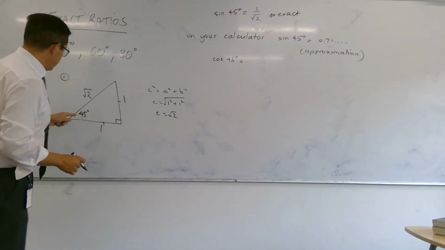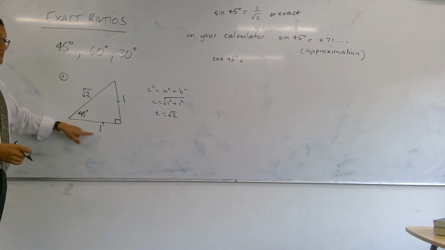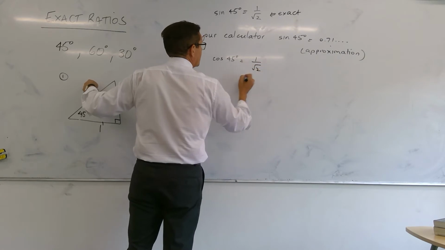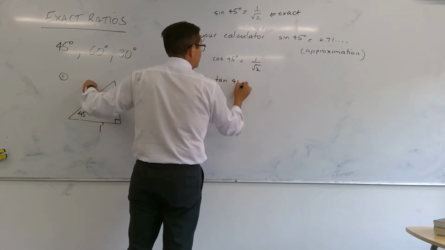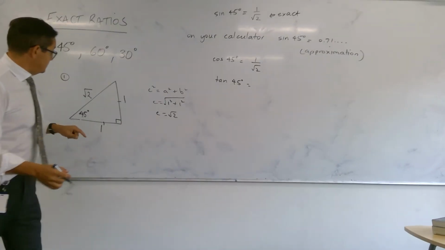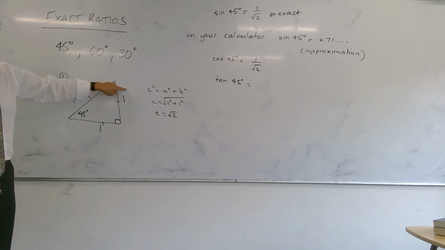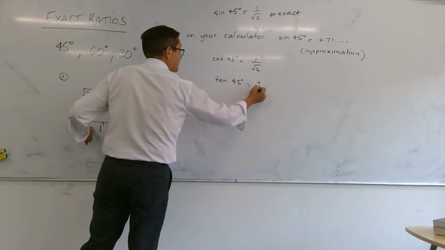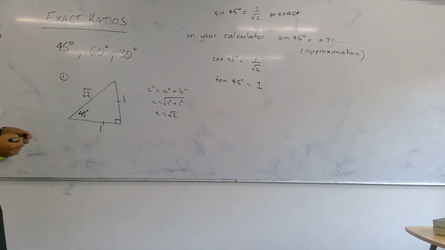Cos 45 is adjacent over hypotenuse. Tan 45 is opposite over adjacent. So when it comes to 45, we look at this triangle.